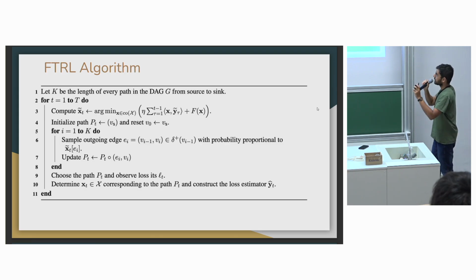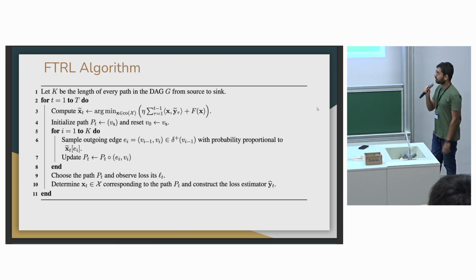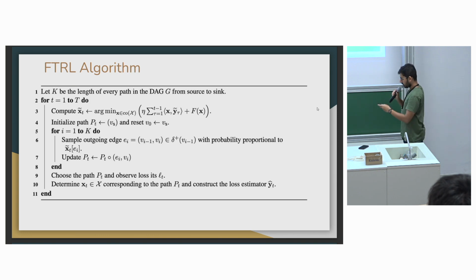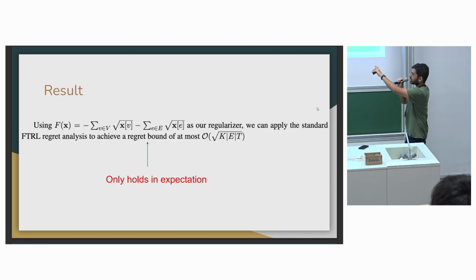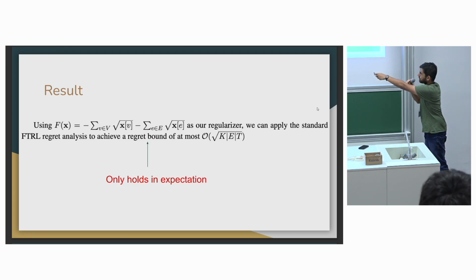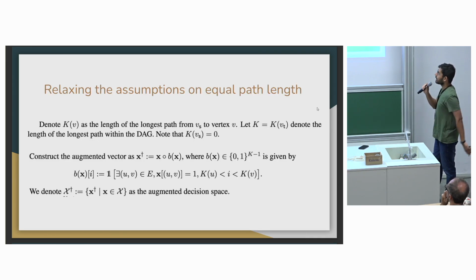Then you can just plug this estimator into the standard FTRL algorithm. The good thing about this is that you can use any regularizer here. We use Tsallis-INF, and we get a square root of k T upper bound. This holds only in expectation, but you can implicitly bias your estimators and get a high probability regret bound. You can also relax the assumption of equal path length by modifying the representation of paths, introducing a few extra bits.